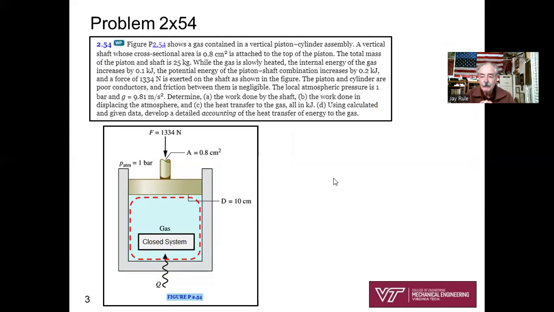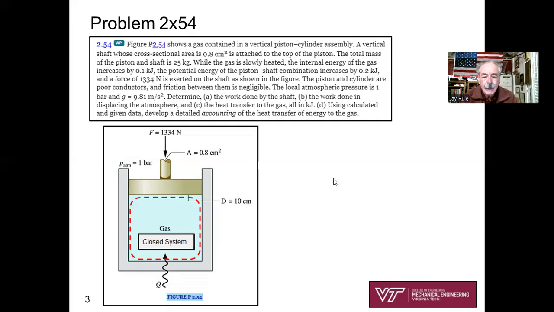Okay, so here's the problem. I'll read it to you and hopefully you can read along. So it's problem 254. A sketch is shown. A gas is contained inside a piston and cylinder assembly. A vertical shaft with a cross-sectional area of 0.8 square centimeters is attached to the top of the piston. And based on the sketch, I see a force pushing down on it. The total mass of the piston and shaft is 25 kilograms. So that's the mass of the piston and shaft.